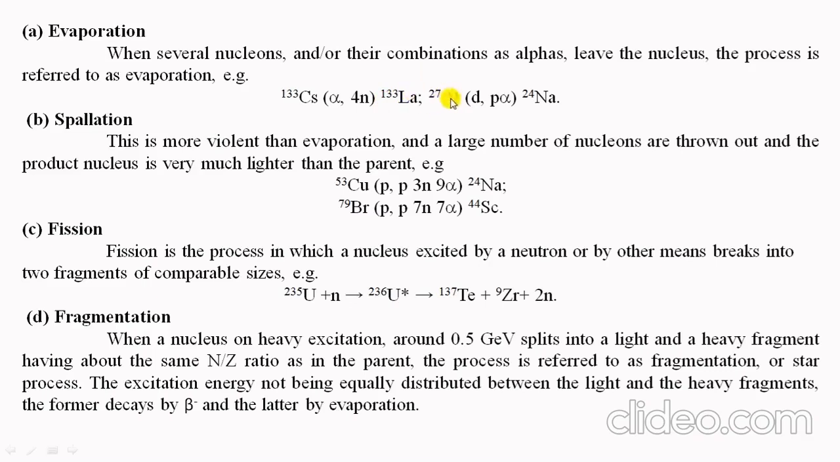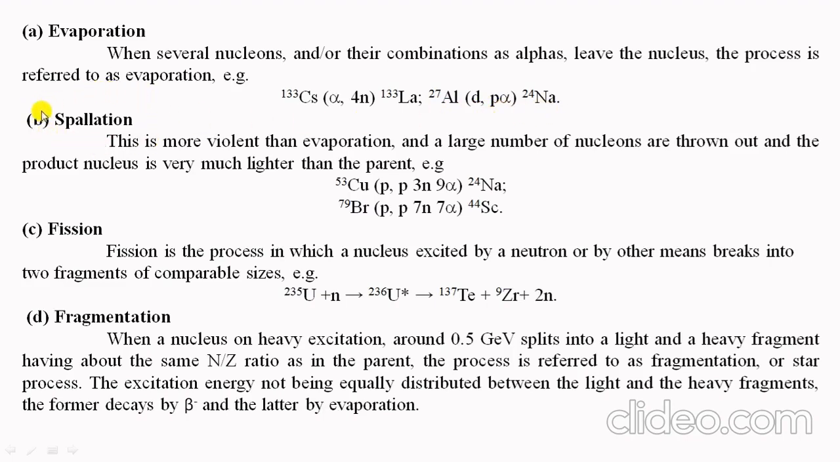In the second example, aluminum-27 interacts with deuterium, a proton and an alpha particle are ejected, and the product is sodium-24. Here one must know that conservation of nuclear charge must always be present in every represented reaction. You can tally this: the sum of the atomic numbers of aluminium and deuterium must be equal to the sum of the atomic numbers of the products.